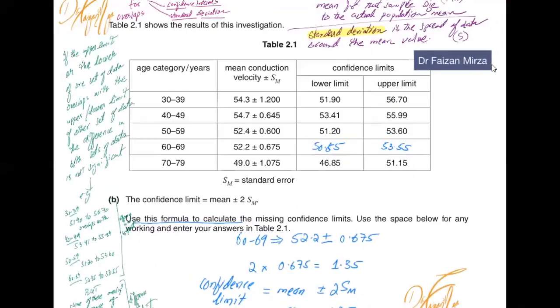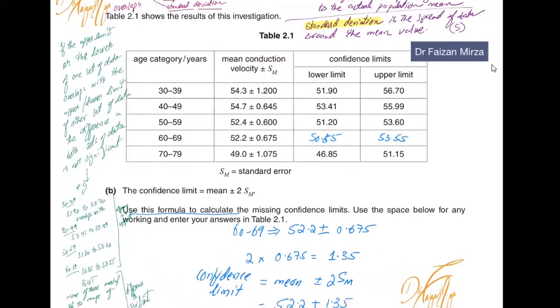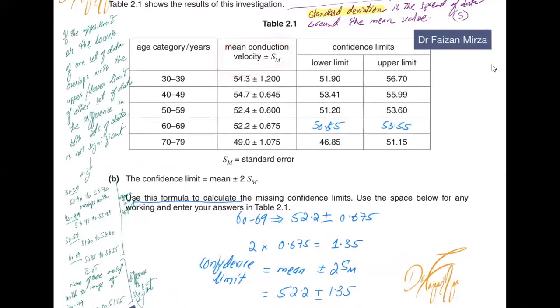Furthermore, they say table 2.1 shows the results of this investigation. The age and category is mentioned to you. Mean conduction velocity is shown to you. SM stands for standard error. Confidence limits, lower limit and upper limit, is shown to you as well. I have already discussed with you what basically standard error is. It tells you how close your calculated mean is to the true mean of the population. So that basically is the standard error.